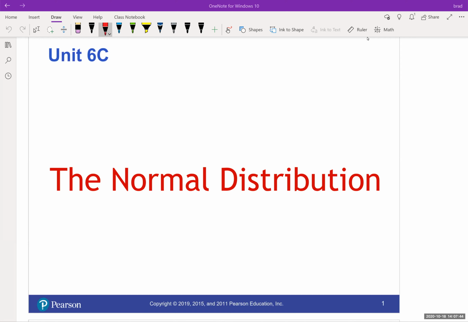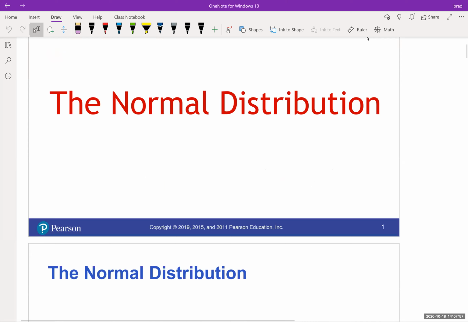We're just going to briefly touch base on it and see some of the advantages to working with normal distribution. But again, if you want to get in depth on normal distribution, you're going to have to take an intro statistics class. But we'll cover some of the basics of normal distribution.